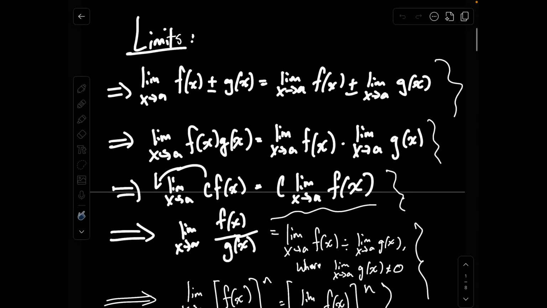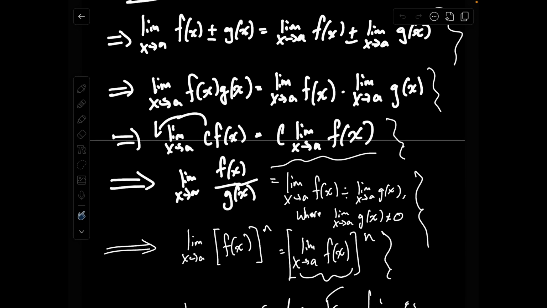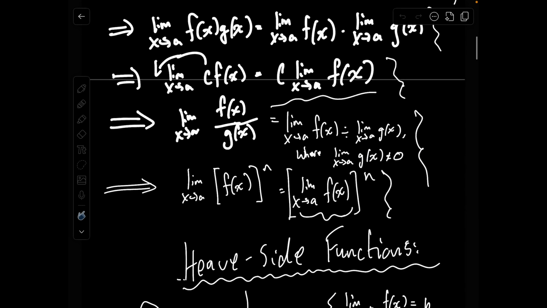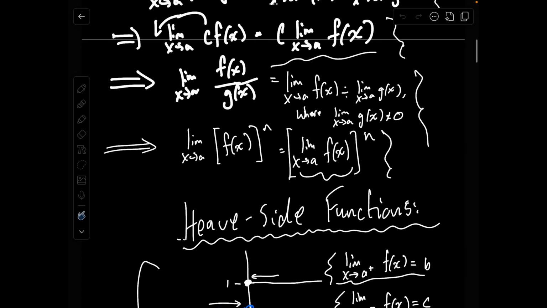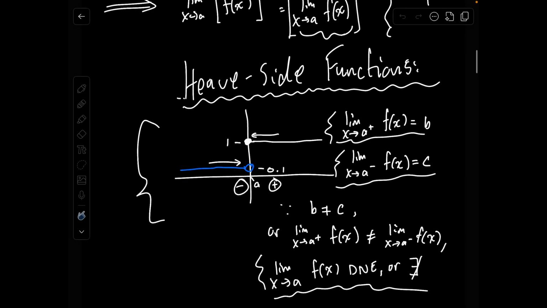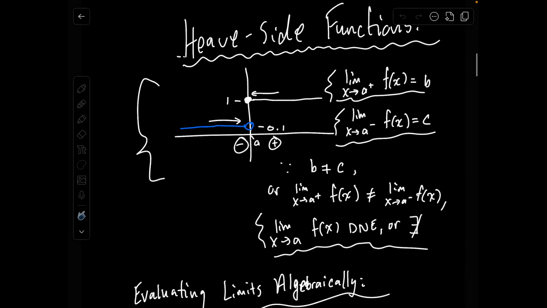Limits follow the basic rules of algebraic manipulation. For example, here you can split apart the limit and add them, multiply them, divide them. You can also take a constant out of the limit, evaluate the limit of the function itself, and then multiply by the constant. If your function is raised to the power of n, you can take that out of the limit as well. So yeah. Now let's look at Heaviside functions.